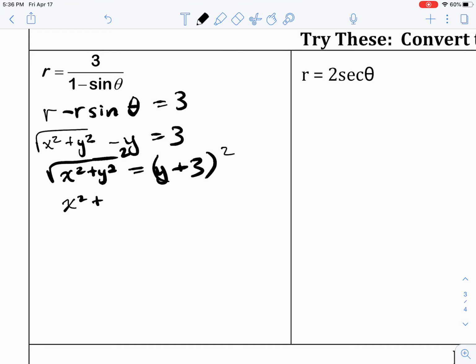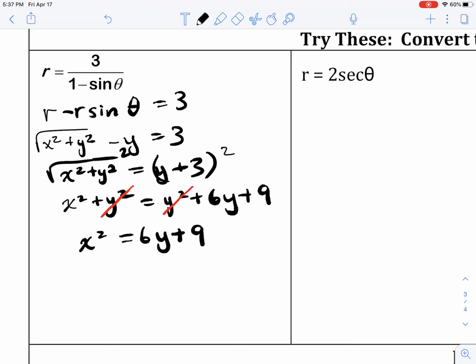And what that leaves me with is x squared plus y squared is equal to y squared plus 6y plus 9. And if I go ahead and just start simplifying here, subtracting y squared from both sides, I'm left with x squared is equal to 6y plus 9. And ask yourself, what type of graph would we get here if one term, specifically the x, is squared? And you're right, we would get a parabola.